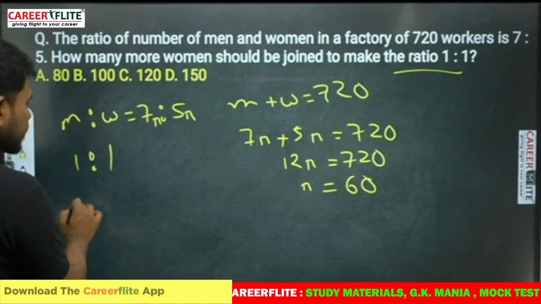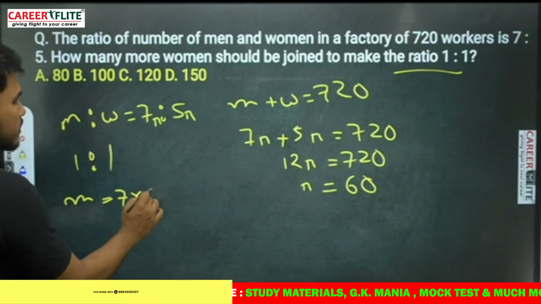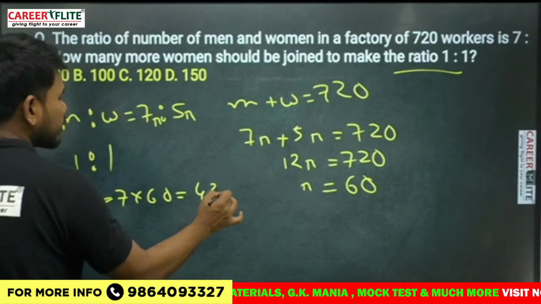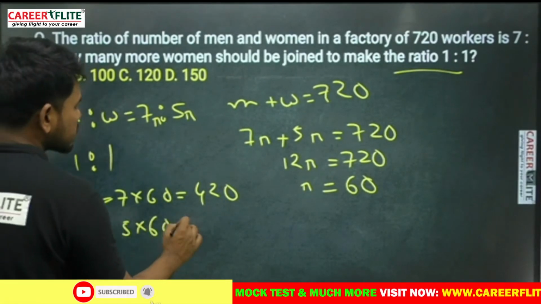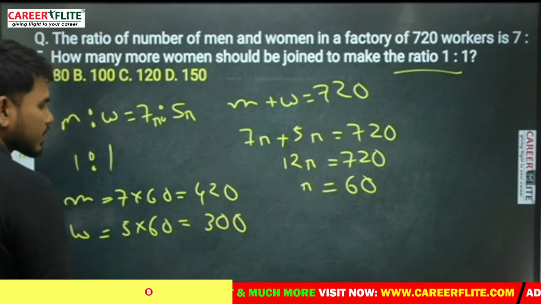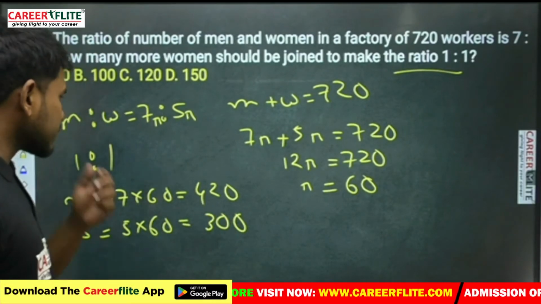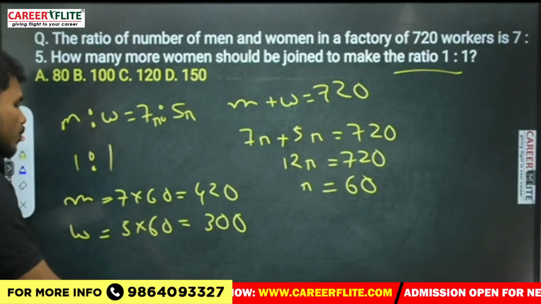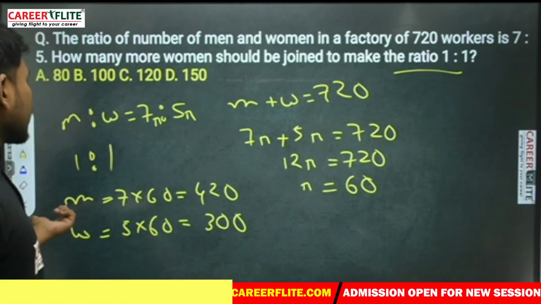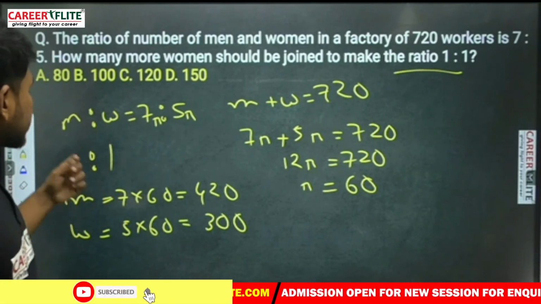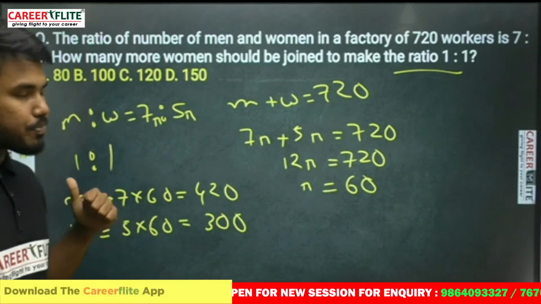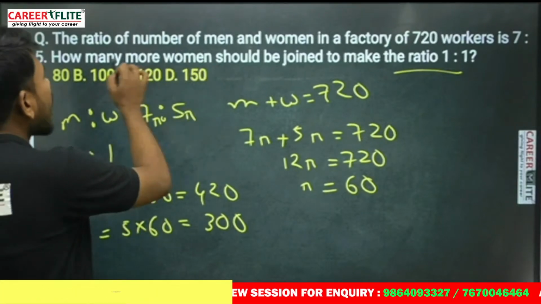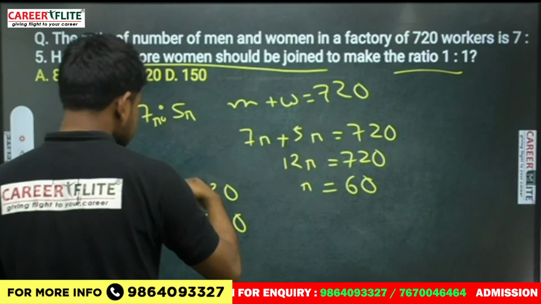Now, what will the number of men? 7 into 60. That is 420. Women will be 5 into 60. That is 300. Right? So now they are saying we need to make this ratio 1 is to 1. But how can we do? Either we can decrease the number of men or increase the number of women, right? So what is given? How many more women should be joined? That means we have to increase the number of women.